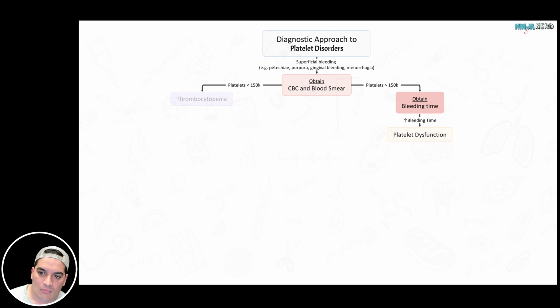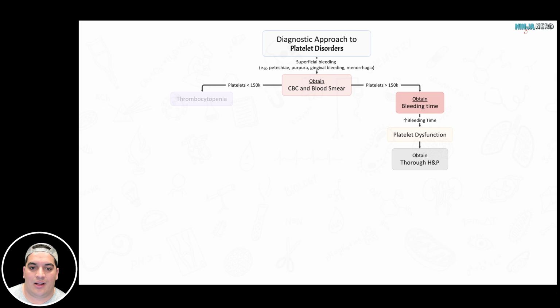Well, oftentimes with these patients, a good thorough H&P will go a long way. Are they taking aspirin? Oh, okay, that could be the reason why. Are they taking clopidogrel? Oh, that's probably why. Are they taking some type of GP2B3A inhibitor, like abciximab? Okay, that's probably why.